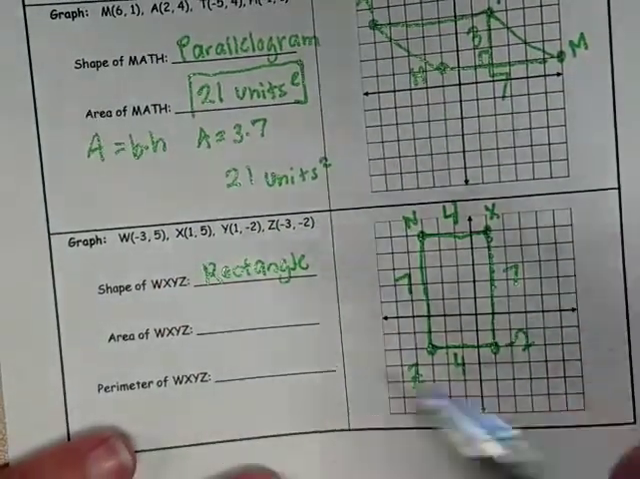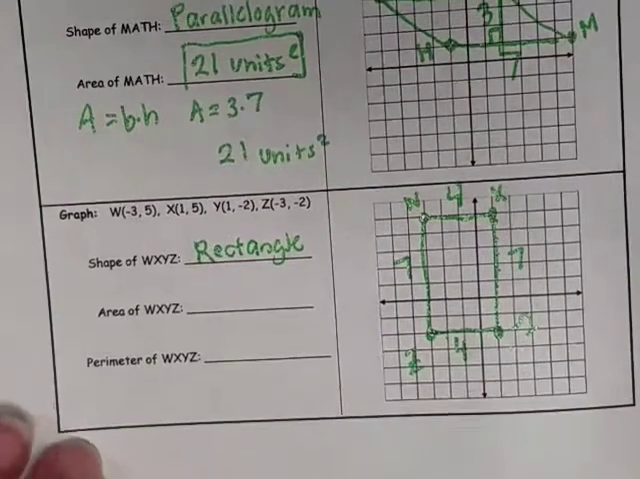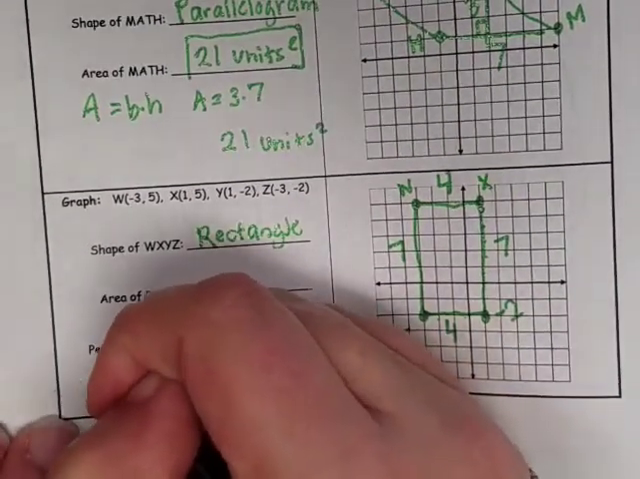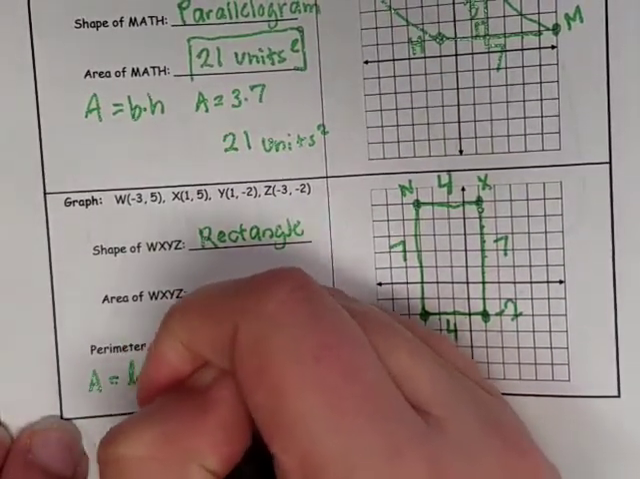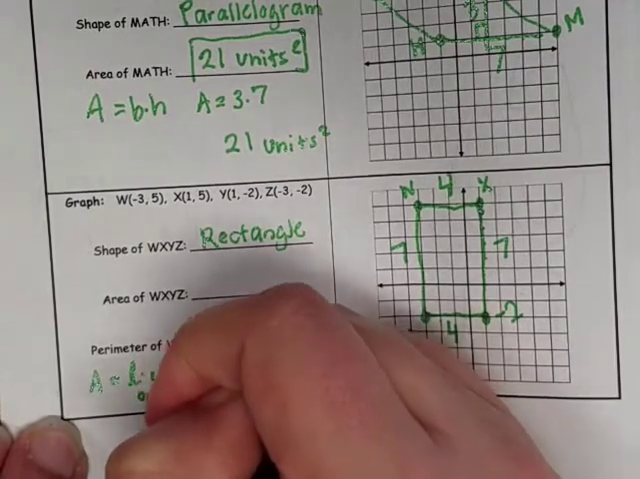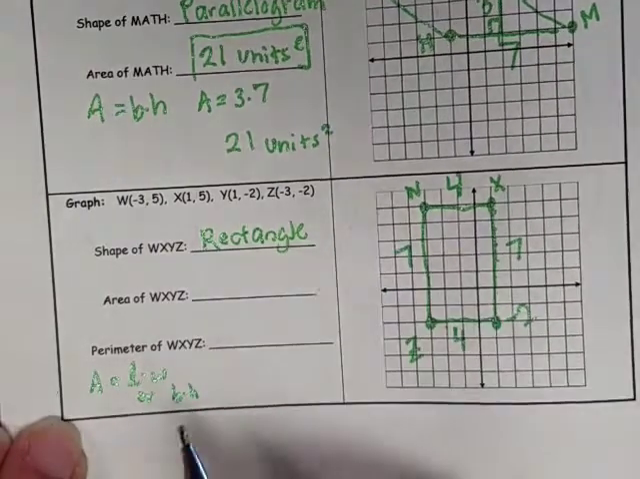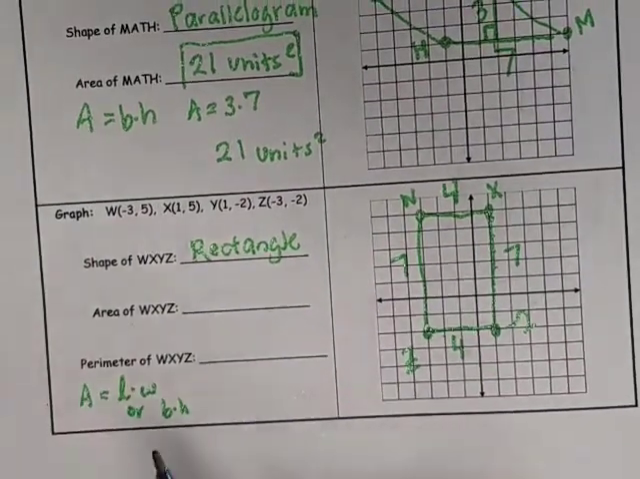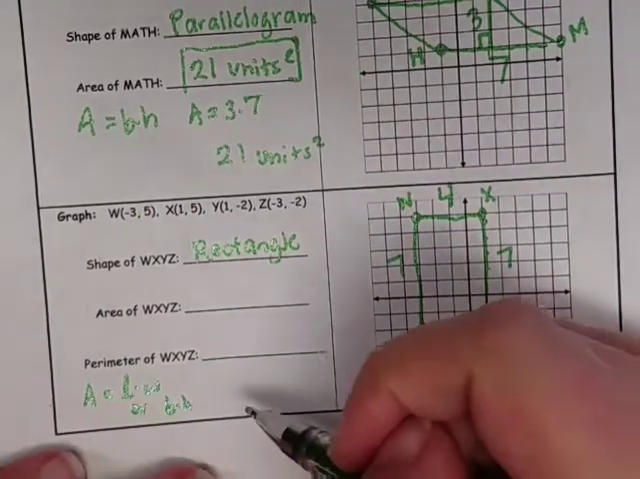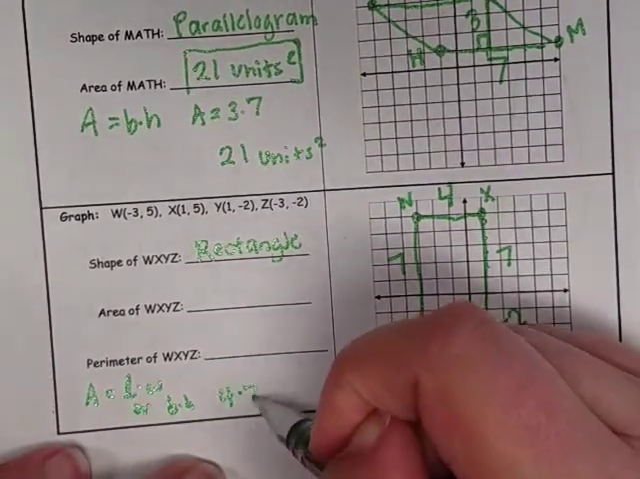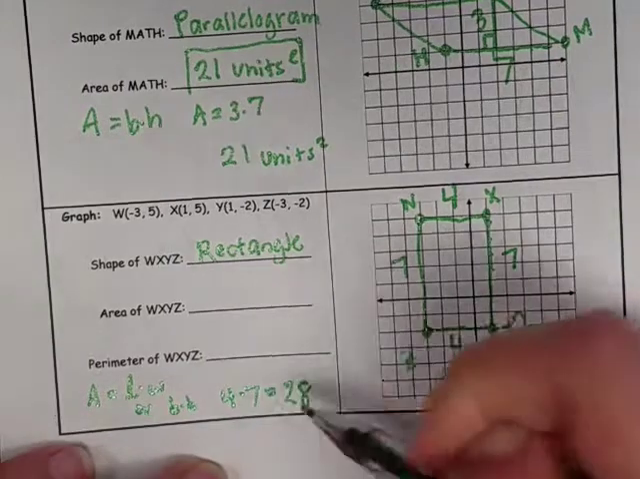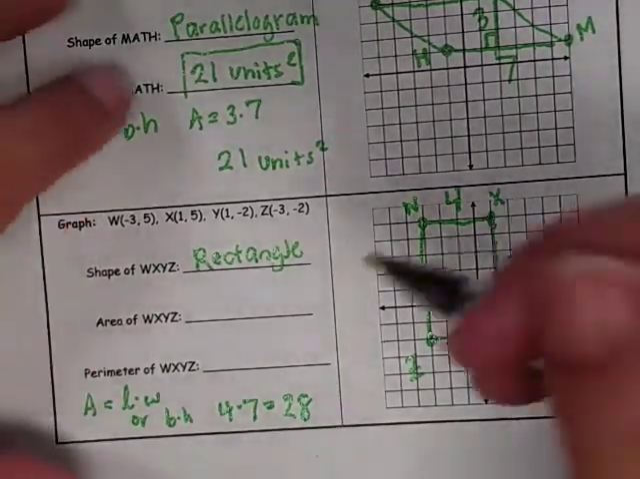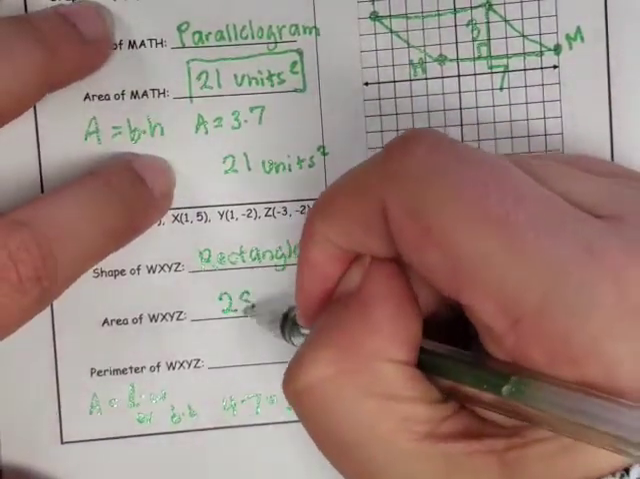The area is kind of easy. I don't know if we need to really show any work, but I will show it over here. So area equals length times width, or you can say base times height if you just want to stay consistent. And base times height is 4 times 7. So 4 times 7 gives me 28. So then my area is 28 units squared.